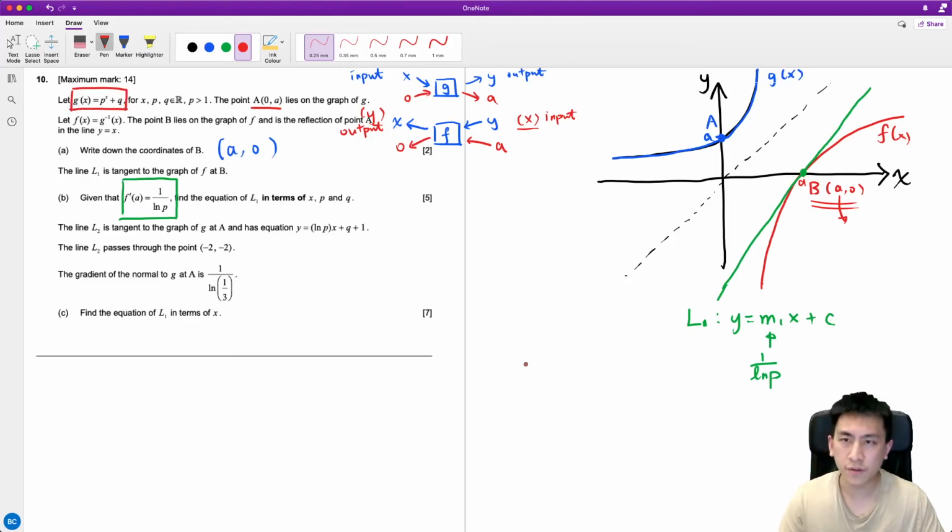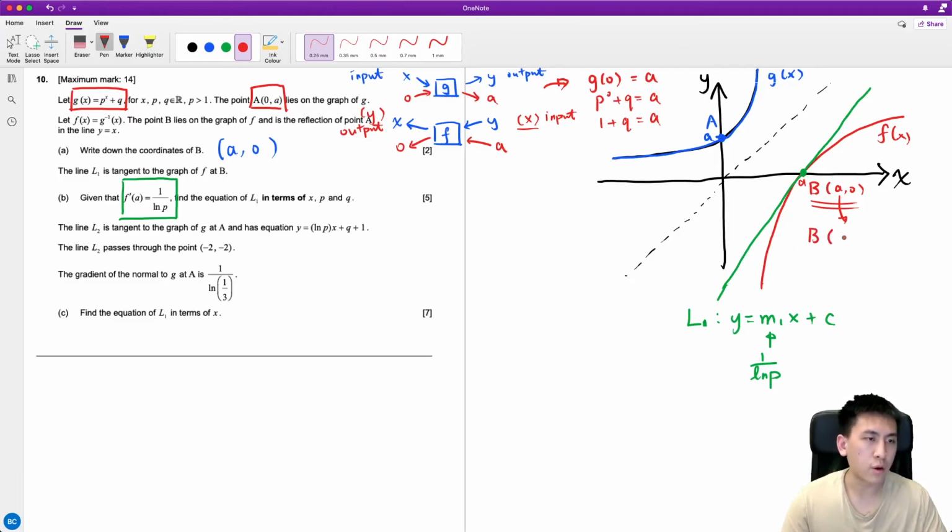We know that the original function actually goes through the point A, so from that we can figure out what A is. The original function g(x) goes through A, meaning if you put 0 in there, g(0) would just be A. That's what it meant by the point A lying on the graph. So you get p to the power of 0 plus q equals A, and p to the power of 0 is just 1, so 1 plus q equals A. That means point B can be written as (1 plus q, 0).